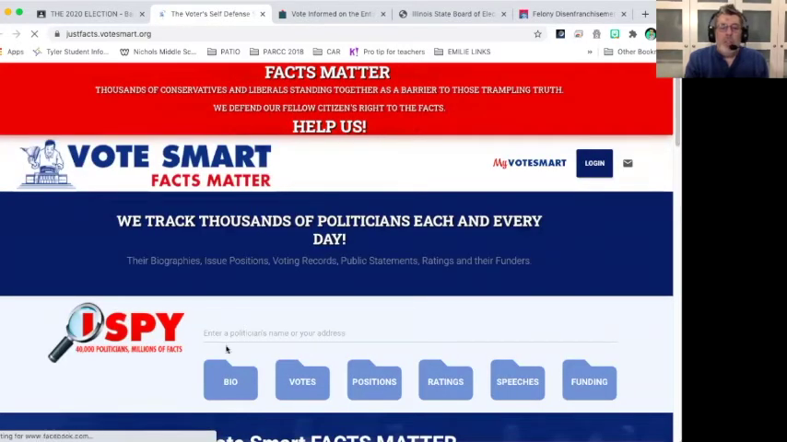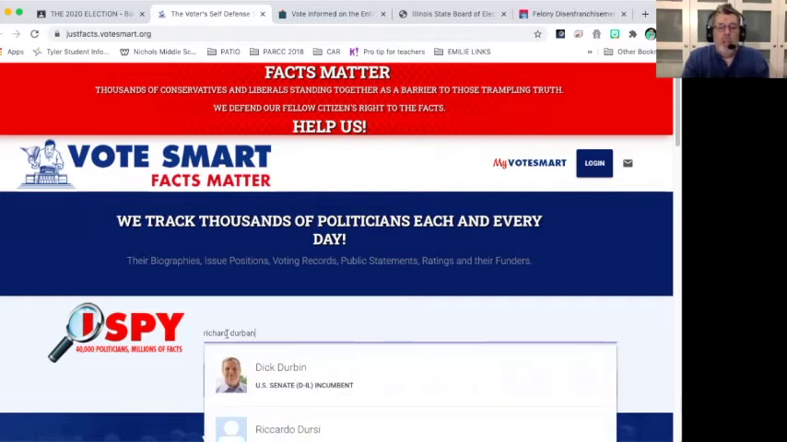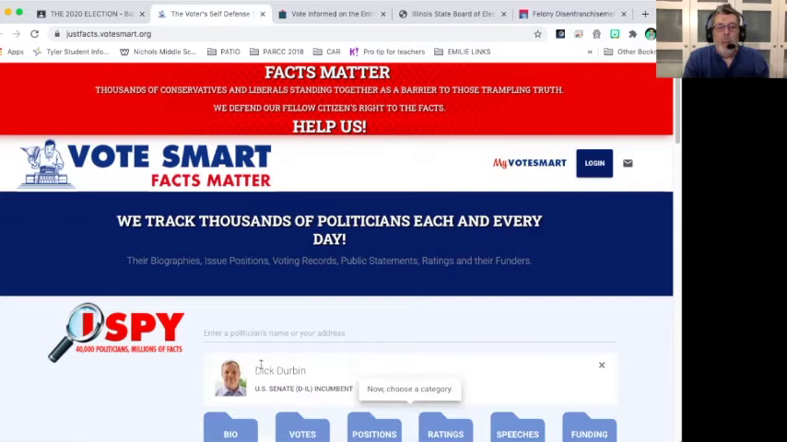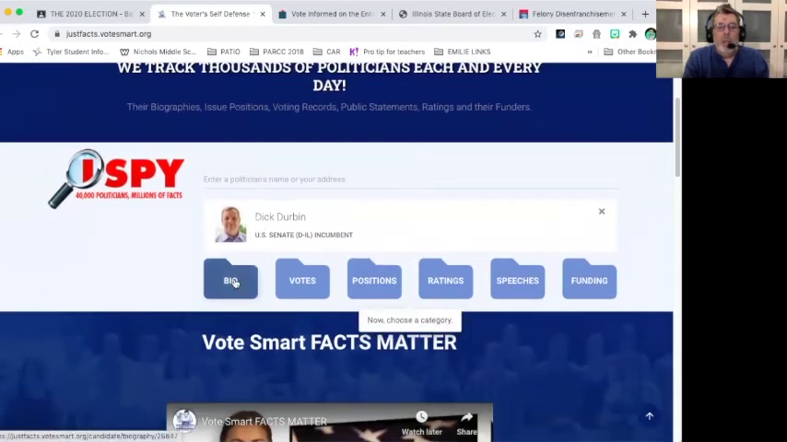And so this is a little cagey, right? So if I write Richard Durbin, this is a little cagey. I hit it here. There it is. It's a little weird, but if I click on him and I wait for it to load, all right, so there it is. I can get a bio. I could find his votes. I could find his positions, ratings, speeches, funding, all this good stuff.